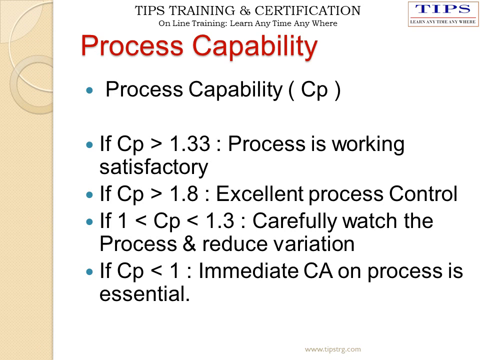Process capability: if CP is greater than 1.33, the process is working satisfactorily. If CP is greater than 1.8 or 2, then we can say that the process is excellently within control. If CP is between 1 and 1.33, we have to carefully watch the process and reduce the variations. If CP is less than 1, immediate corrective action on the process is essential. The same rule is applied to PP, that is process capability for long term.